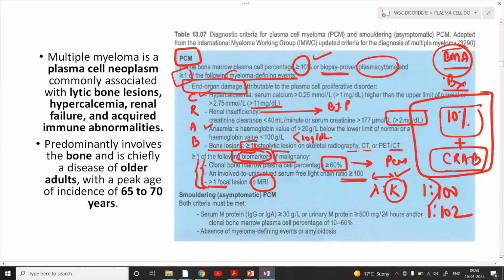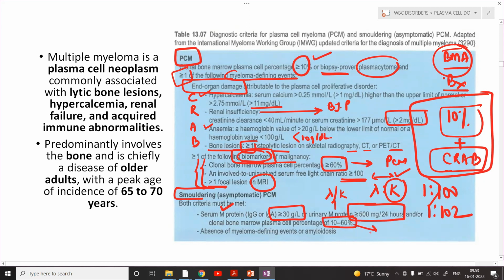Now, as I told you, in the smoldering variety of plasma cell myeloma, what did I tell you? That the M component or M protein in the serum is equal to or more than 30 gram per liter, or urinary M protein is more than or equal to 500 milligram per 24 hours. Over here, the M protein means lambda or kappa light chain. And the plasma cell percentage is between 10 to 60%.